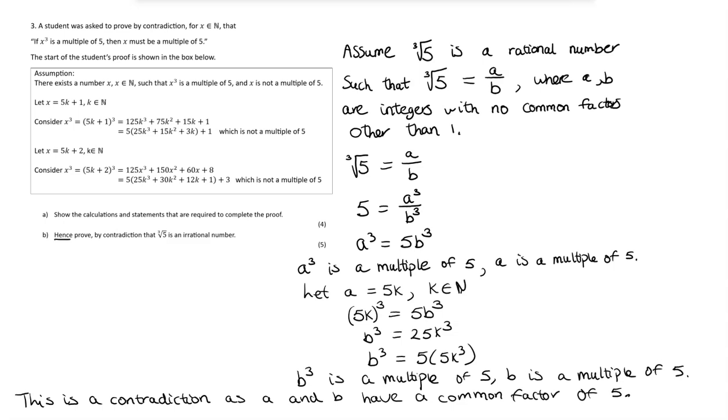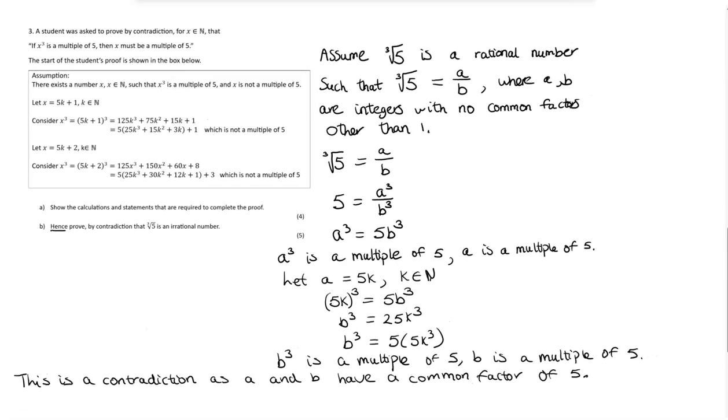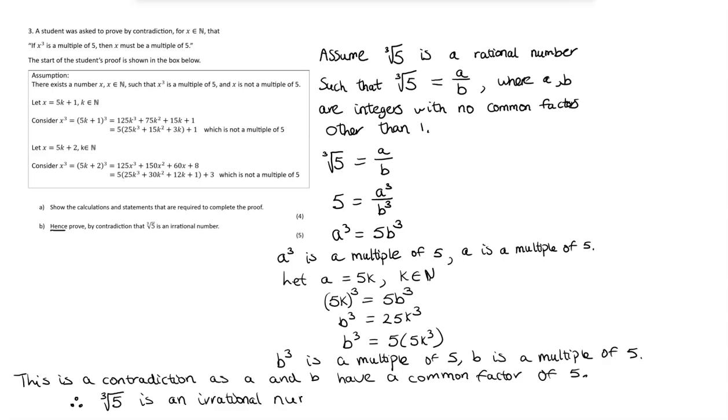We're saying that we should be able to write this rational number as a simplified fraction. So we can then conclude, therefore, the cube root of 5 is an irrational number. So that's number 3 done.